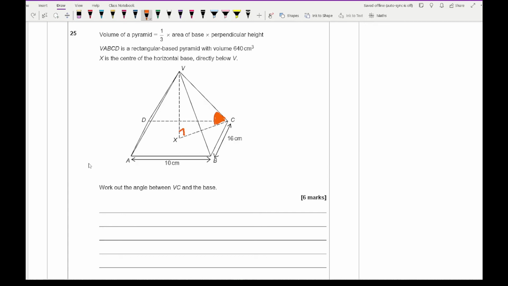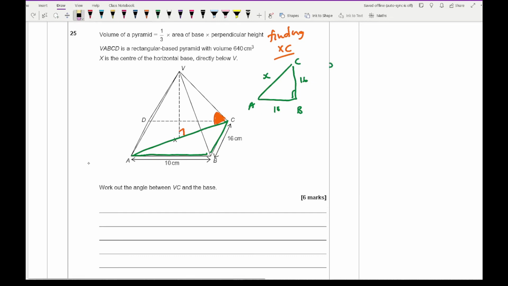Now, there is no correct order in which you can work that out, but you'll end up doing both either way. So looking at X to C, let's just have that as a little subheading. So finding X to C. Now, if I just turn this into a triangle, ABC, I've got A to C to B. This is 16, that's 10, and this is what we're going to call X. So we can use Pythagoras to work this out. Now, I shouldn't really be calling it X because I don't want to get confused with the center, which I've called X. So let's just call this AC.